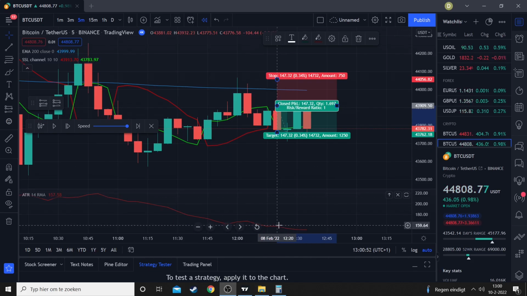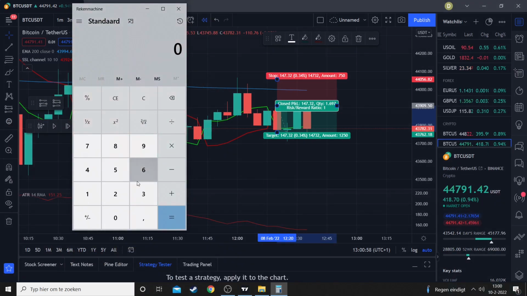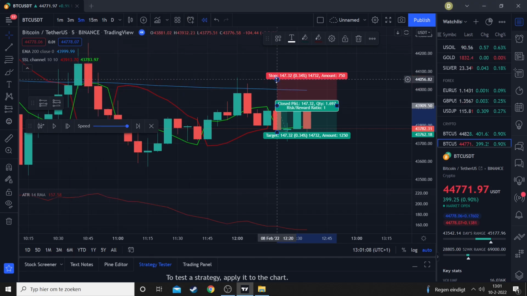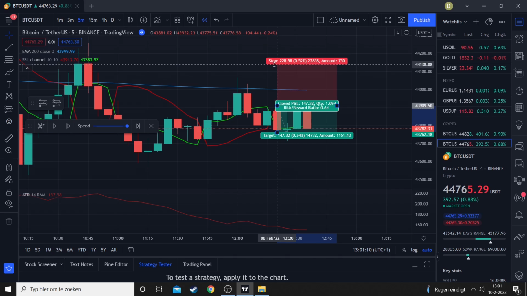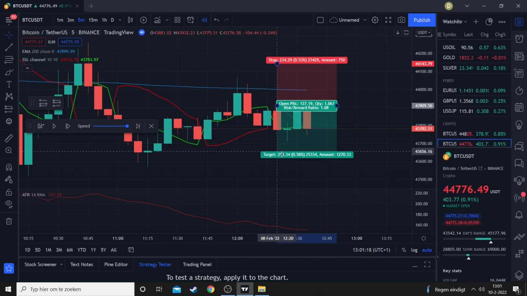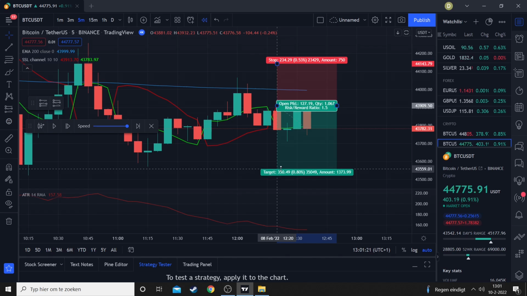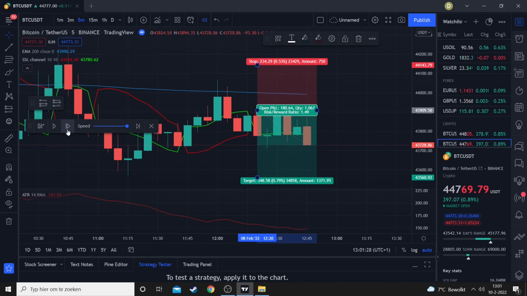So there are 160 pips. Like I illustrated before, you can take a calculator, 160 pips times 1.5. This will come around 240 pips. This will be your stop loss. Around 240 will be your stop loss, and your risk reward will be around 1.5. So here will be your take profit. So let's take a look and see if the target will be hit or the stop loss.